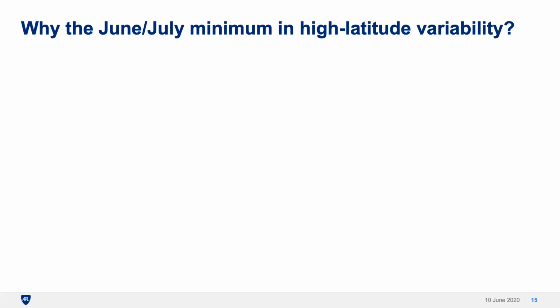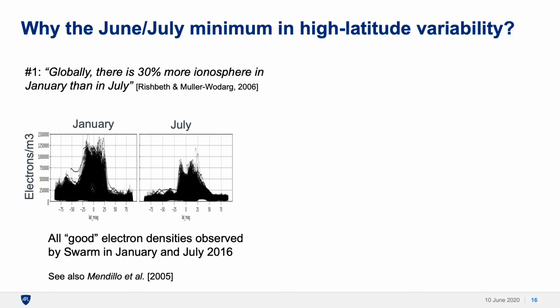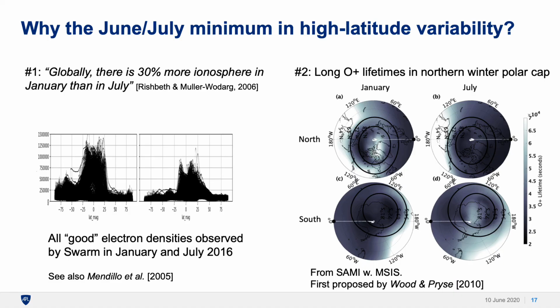So why is there a June-July minimum in high latitude variability across both hemispheres? Well, actually there are two reasons. Number one, globally there's 30% more ionosphere in January than there is in July, in part because the Earth is 3% closer to the Sun. So the plasma that's available to be convected into the polar caps is much greater in January. Number two, the F-layer plasma lifetimes are much longer in the northern winter polar cap than they are elsewhere. In the north, the average O+ ion lasts 56% longer before it recombines in January than it does in July. So any plasma that's convected in can survive much better in January. This explanation was first proposed by Wood and Priest in 2010.